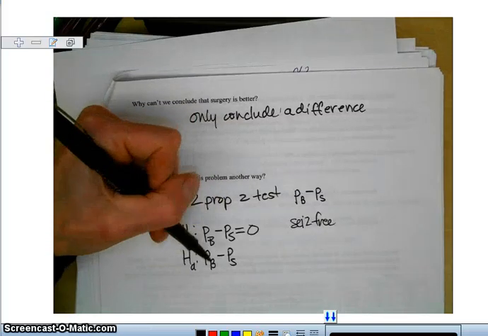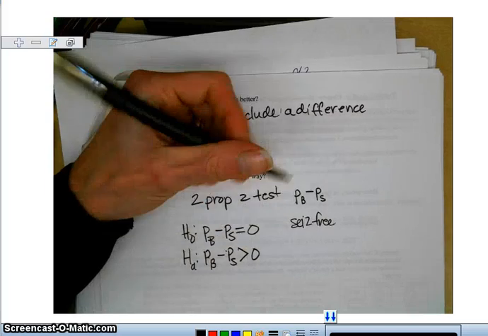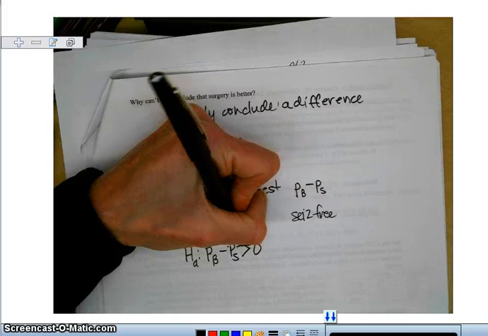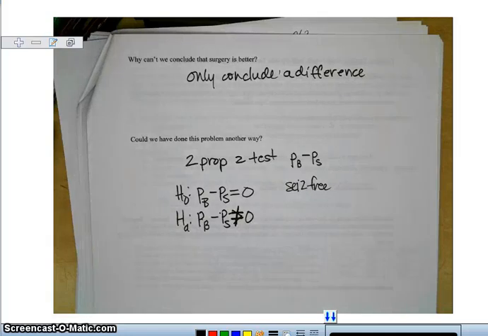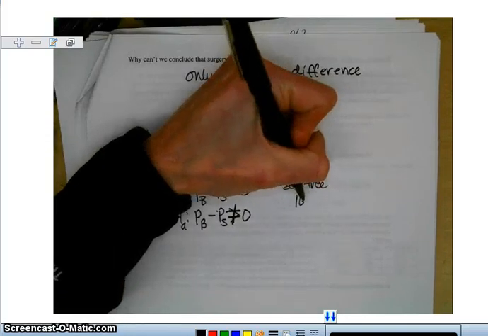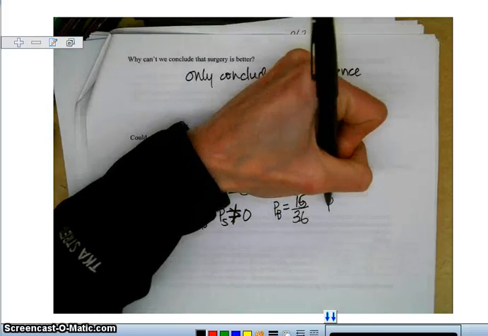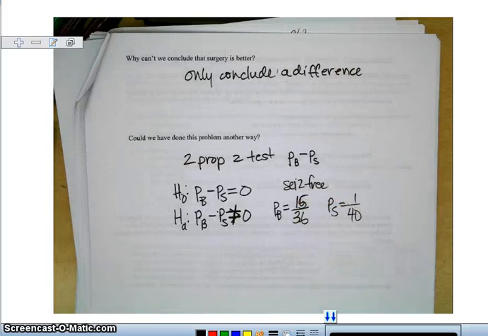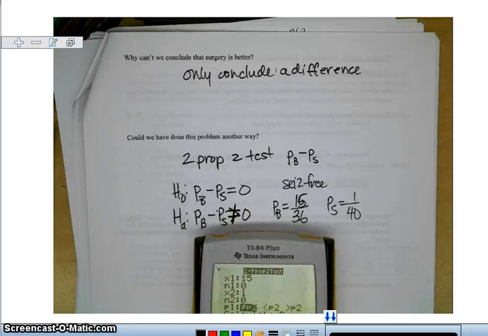So the proportion of people who had brain surgery minus the proportion with the standard treatment, that would be greater than 0. And actually, in order to make it more like a chi-square test, you just want to do a 2-sided test, not equal to. Is it different from? All right. So you can do this on your calculator. You're looking at 15 out of 36 for P of the brain surgery and 1 out of 40 for the standard. So then you can just go stat tests, 2-proportion z-test, 15, 36, 1, 40, not equal to, I'm going to draw it.